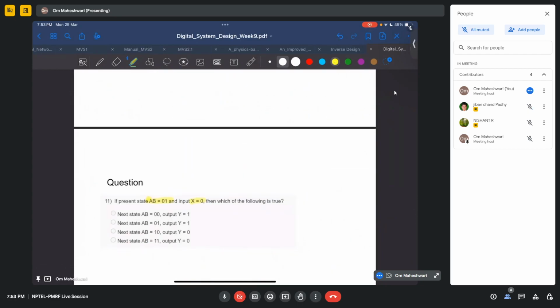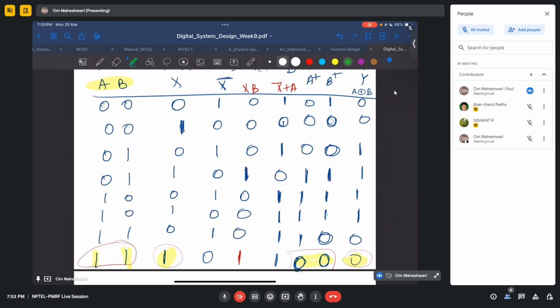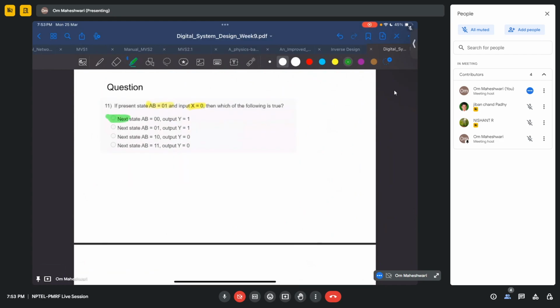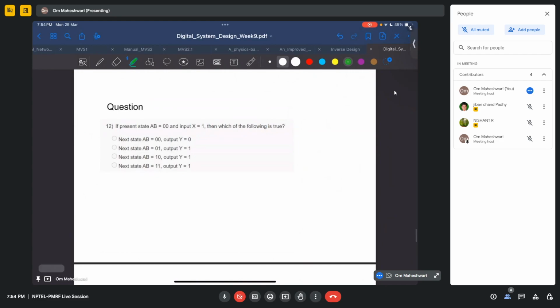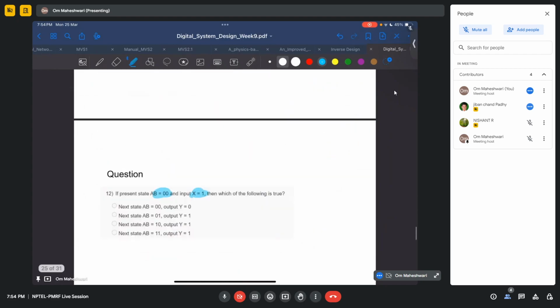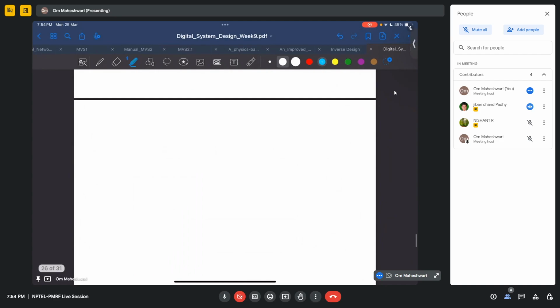ये है ना table. 1 1, input 1. Next state is 0 0, output is 0. Next one, AB is 0 1, input is 0. So AB is 0 1, input is 0. Next state 0 0, output is 1. So 0 0 and 1 is answer. अगला, present state is 0 0, input is 1. Again 0 0 and 0. This हो गया.